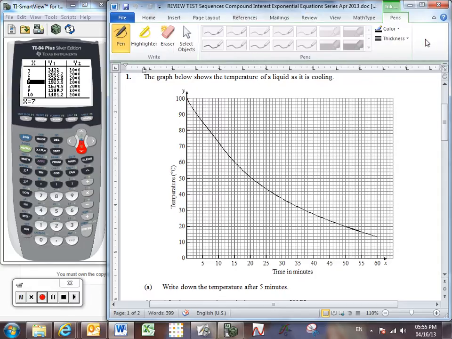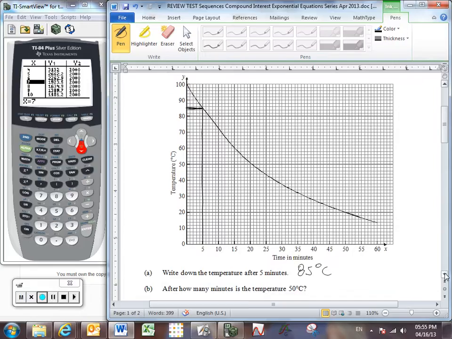So 5 minutes is this axis, so let's draw a line from 5 minutes up to the graph and then trace it over, and it seems that this occurs at a temperature of 85 degrees Celsius.